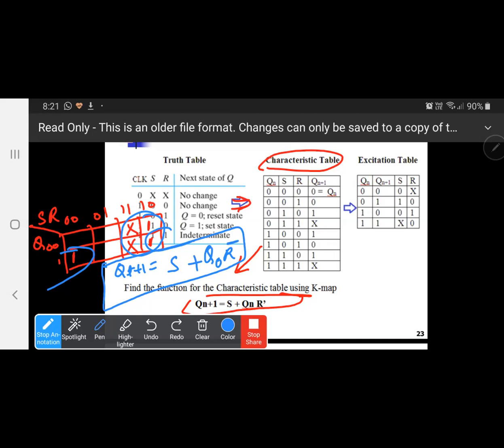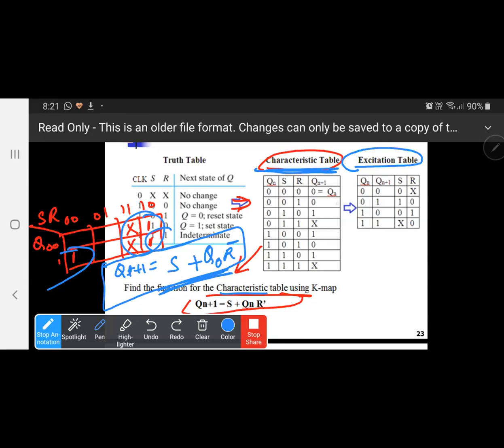Yes, it's clear. This is called the characteristic equation, because this is the characteristic table and this is the characteristic equation. You should always remember these things for SR, and for other flip-flops also, because we need to use this equation for designing and analysis.